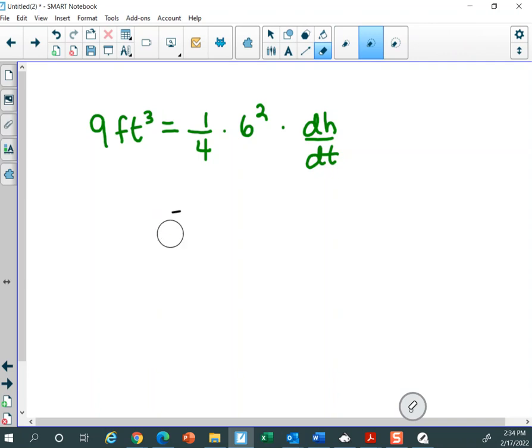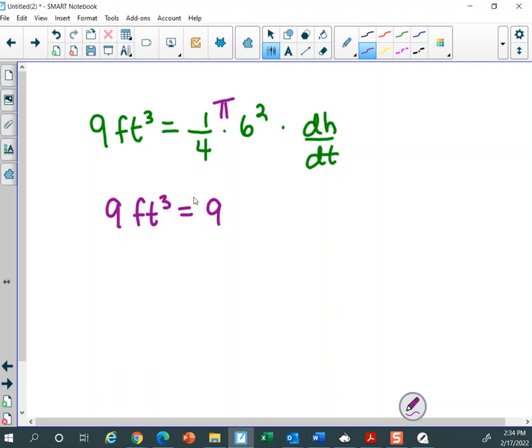I don't know why I do that all the time. Okay. You alright with that? And, oh, I left the pi off. Pi. I say this all the time because I do stuff like this all the time. 9 feet cubed equals 9 pi feet squared times dh/dt. It's like I get so close to the end that I lose my mind and I just look at that and I go, 9 pi, divide it, pi.